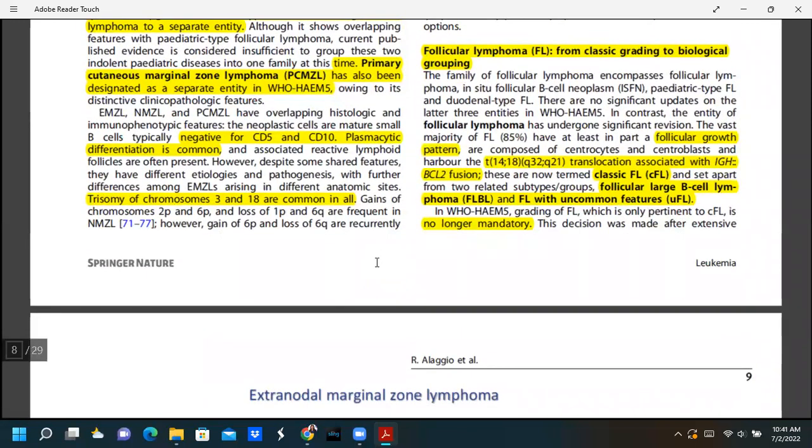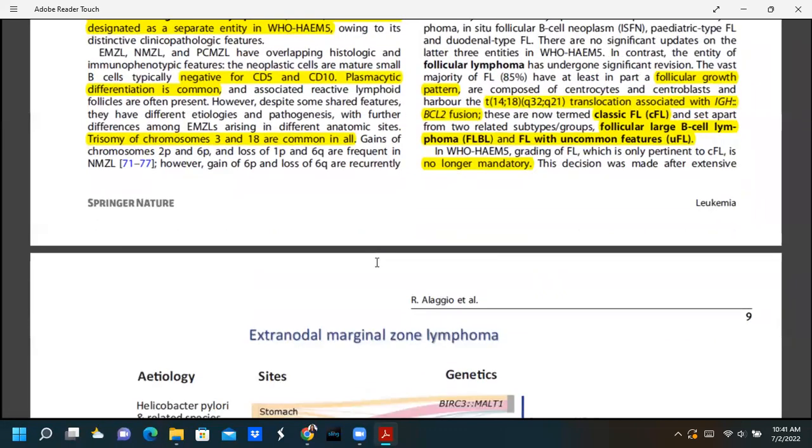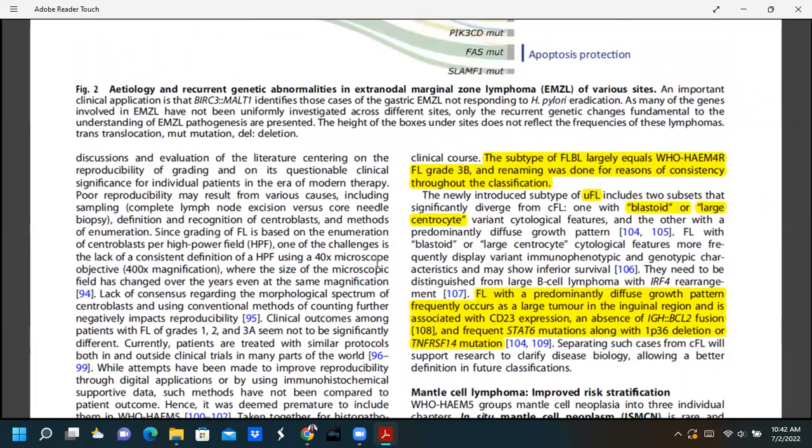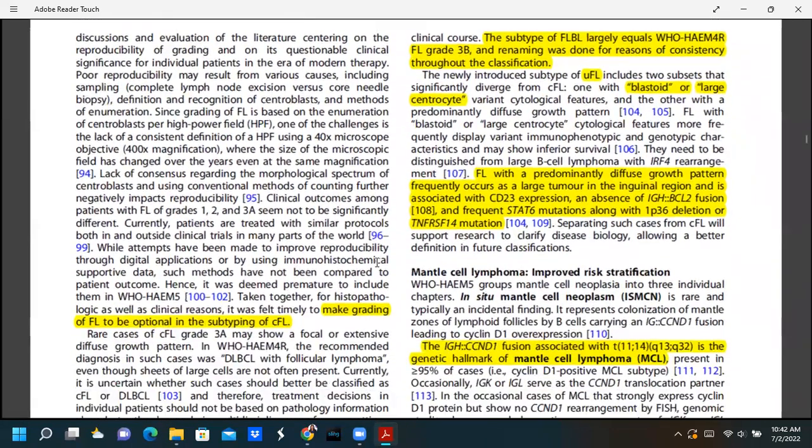Then for follicular lymphoma, initially we had the classic grading based on the number of centroblasts. But now follicular lymphoma has been divided into three broad categories: classical follicular lymphoma, follicular large B-cell lymphoma, and follicular lymphoma with uncommon features. Classical follicular lymphoma has the main follicular growth, translocation 14;18, and centroblastic differentiation. The important thing is the grading, which was based on centroblast number, has been made optional, and this is only for classical follicular lymphoma, not for the large cell or uncommon feature types.